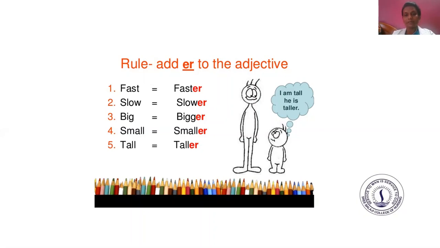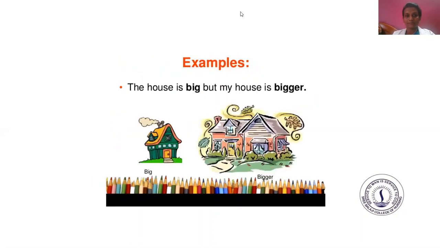See the example. I am tall. He is taller. I am tall is the positive degree and he is taller is comparative degree. So he is taller than me. You are comparing yourself with another person. So that is comparative degree. Now we'll see some examples of comparative degree.